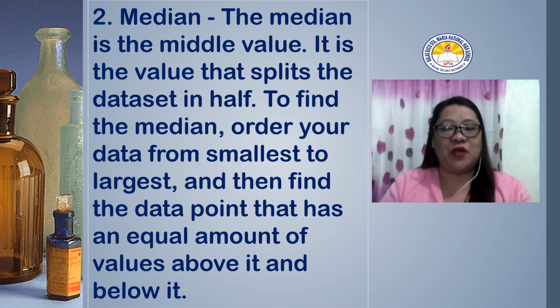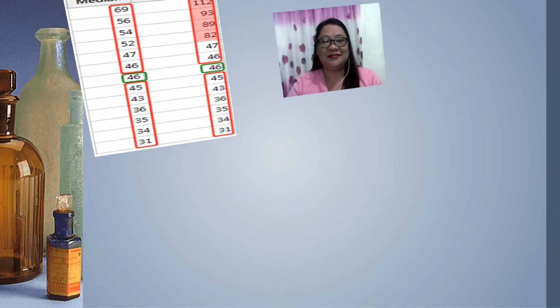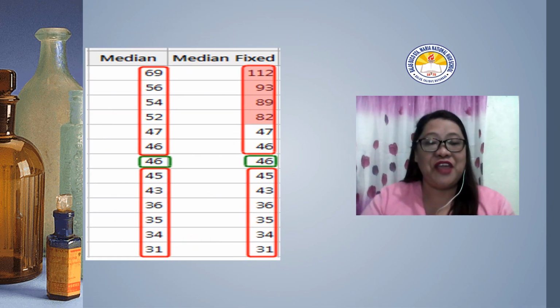Number 2 is what we call the median. The median is the middle value. It is the value that splits the data set in half. To find the median, order your data from smallest to largest, and then find the data point that has an equal amount of values above it and below it. And here is an example.